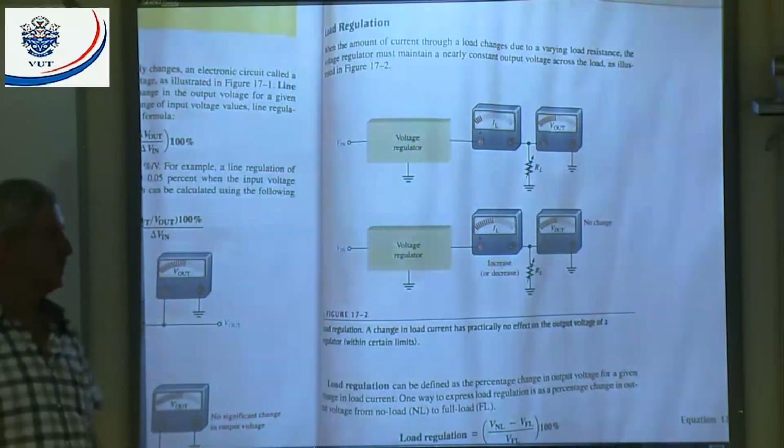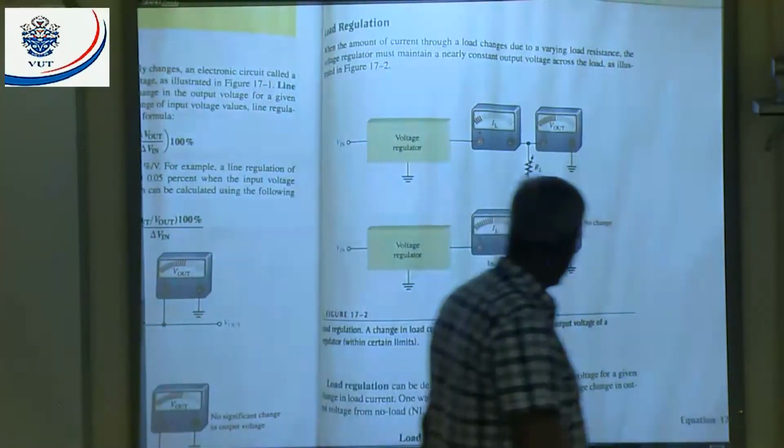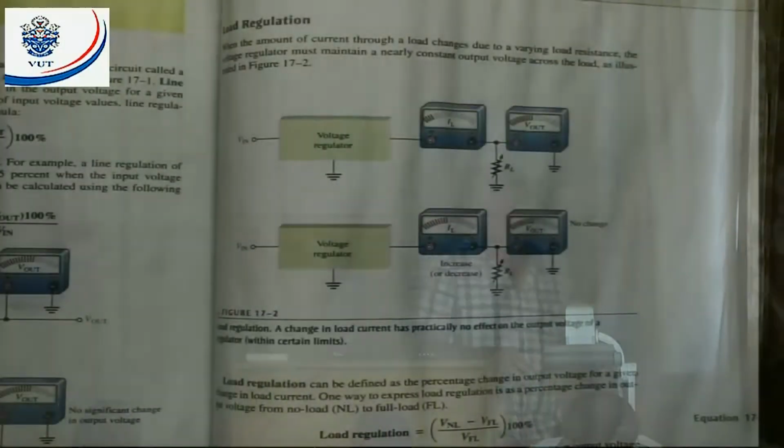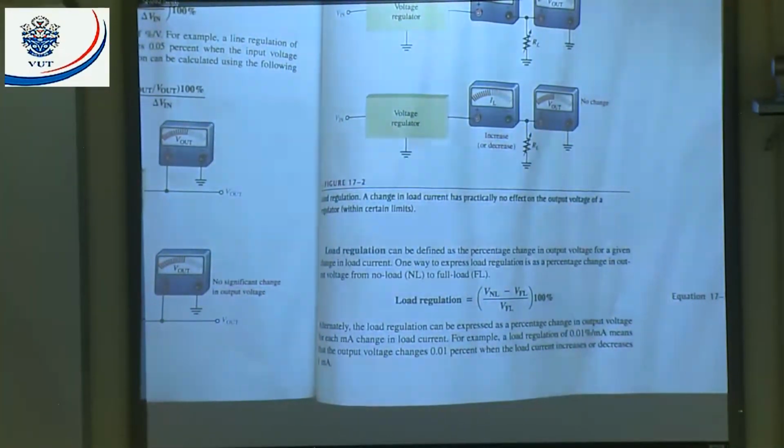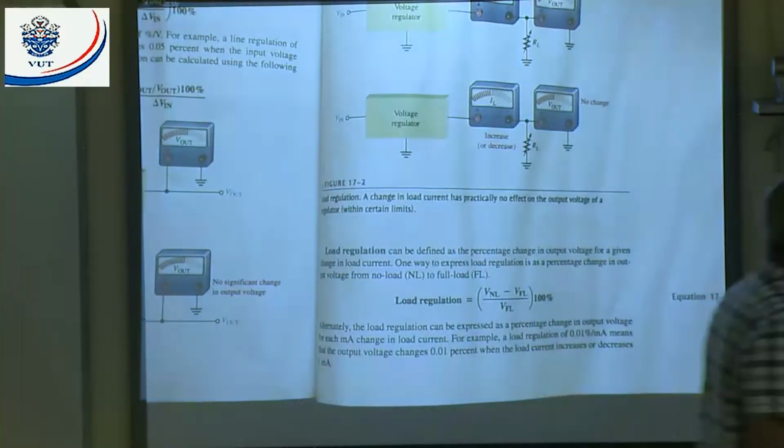But there are normally very small changes, and that brings us to the formula for load regulation. They say load regulation can be defined as a percentage change in output voltage for a given change in load current. One way to express load regulation is as a percentage change in output voltage from no load to full load, all right? Normally, if you got no load, you will have basically maximum output. If you start loading the circuit, your output voltage should change, all right? And they say load regulation is equal to V no load minus V full load, divided by V full load, all right? That's the only thing you should know there.